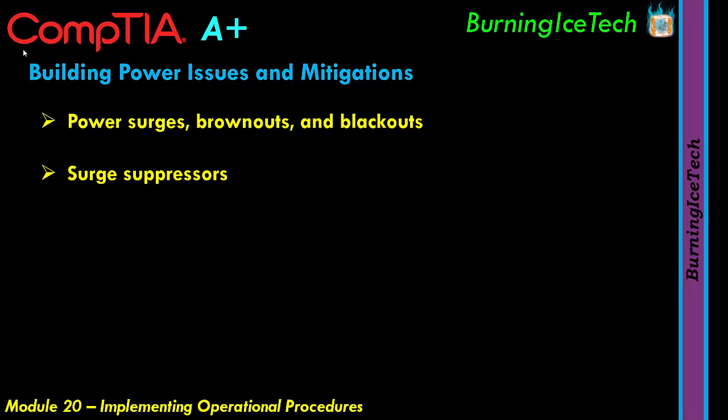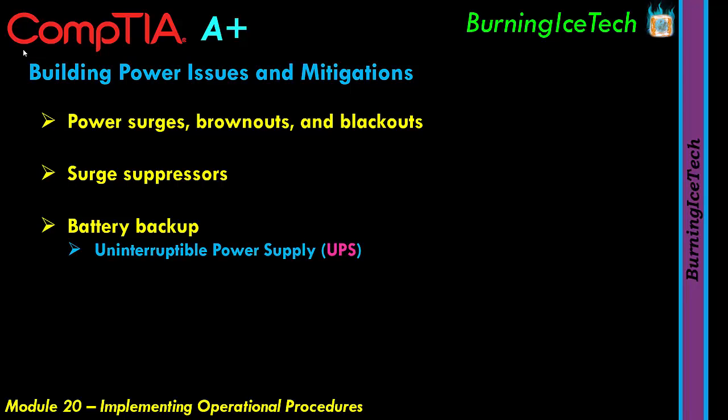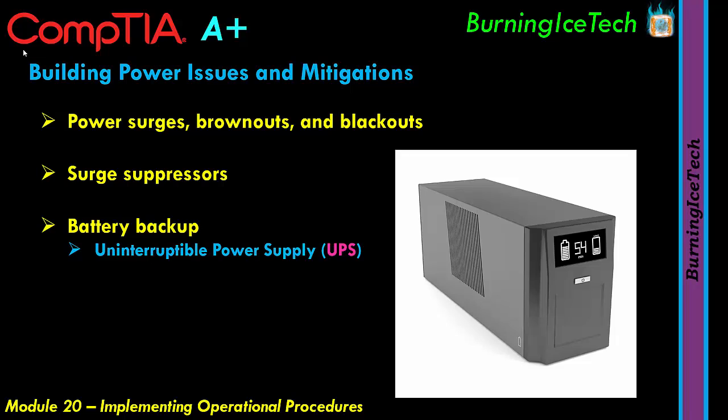Also, we have what we call battery backups. Now, what is a battery backup? I think everybody knows what that is. So a battery backup, the best example I can give you guys right now, is an uninterruptible power supply. In other words, a UPS. There's a picture for you guys of what a UPS looks like for a computer. That's a normal computer UPS.